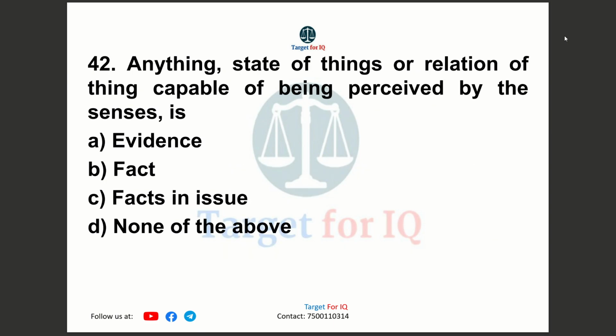Question number 42. Anything, state of things or relation of things capable of being perceived by the senses is option A, evidence. Option B, fact. Option C, facts and issue. Option D, none of the above. So the correct answer to question number 42 is option B, fact.